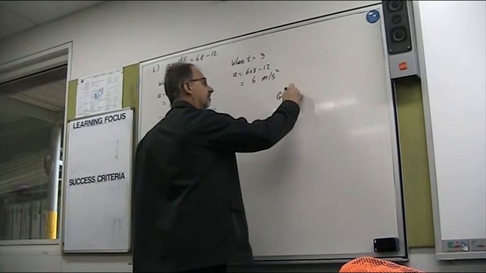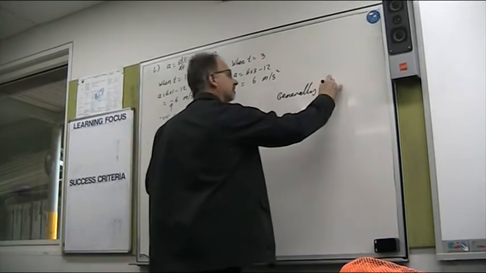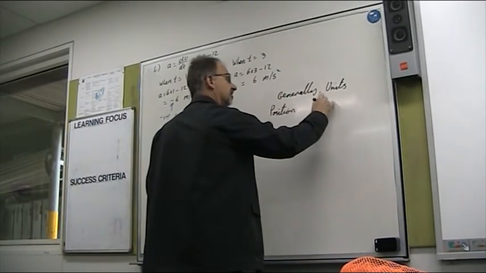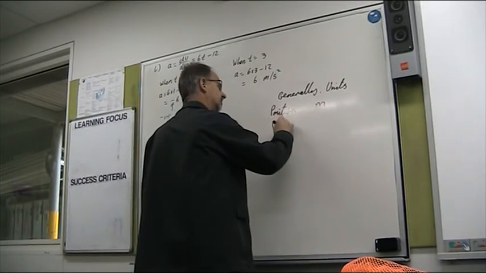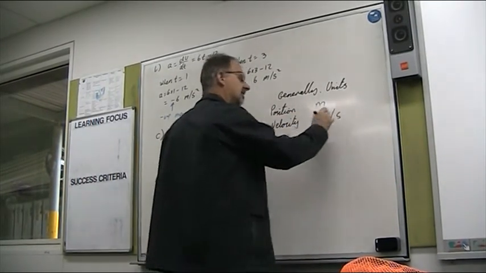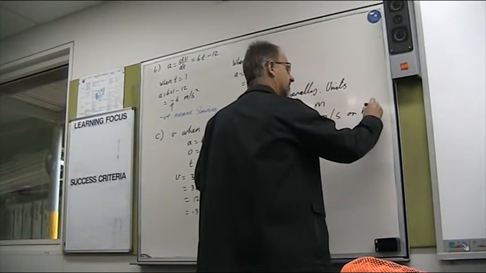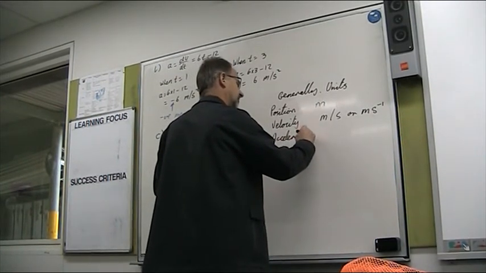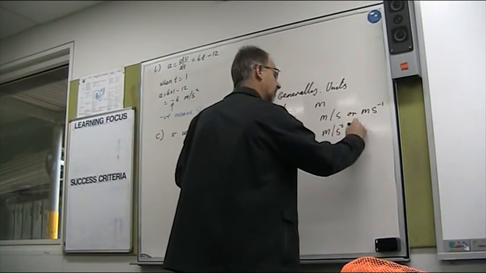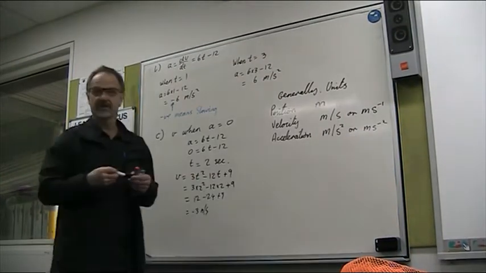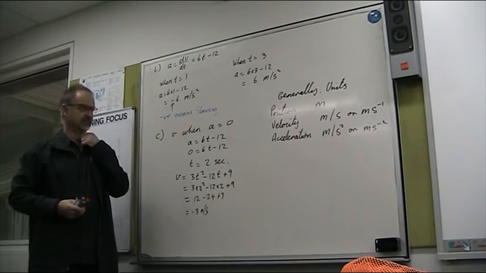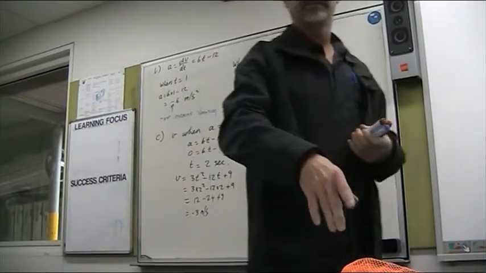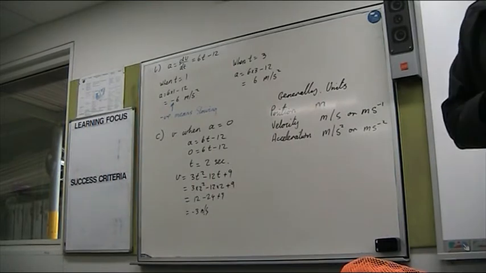So generally, for the units, position would be meters. Velocity would be meters per second. Sometimes you see it written like that. And acceleration would be meters per second squared, or ms to the minus 2. But if they talk about hours and kilometres or something like that, then you replace. But anything else?